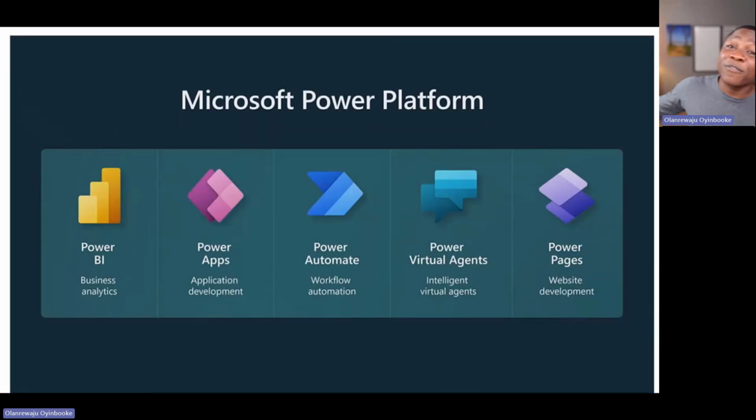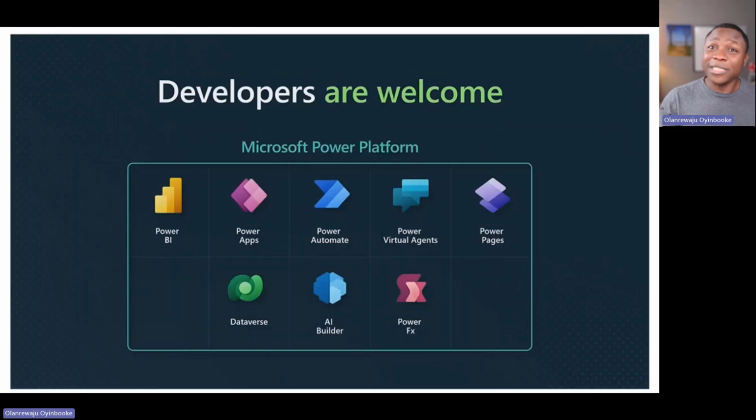And we know what these Power Platform tools are: Power BI, Power Apps, Power Automate. It is now Copilot Studio, and we have Power Pages. Developers are welcome in Power Platform. And so as a Power Platform developer, how can you use your tool to connect to Microsoft Fabric and then bring more value to the business?